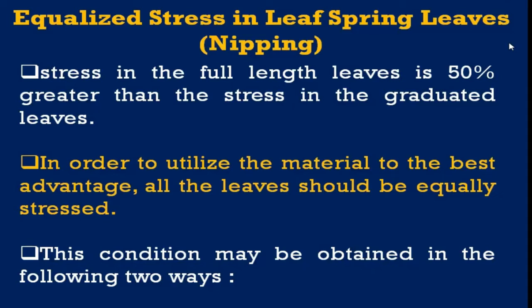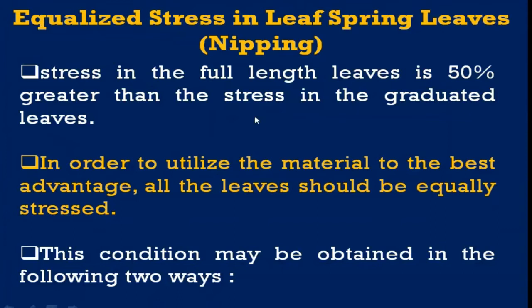So, from our previous classes, we have seen that the stress in the full length leaves is 50% greater than that of graduated leaves. That's what we considered in our earlier sessions. Sigma B F is equal to 3 by 2 into sigma G. Stress in full length leaf is equal to 3 by 2 times that of stress in graduated leaves. That's what we have considered from our previous analysis. So, from this statement, stress in the full length leaves is 50% greater than the stress in the graduated leaves.